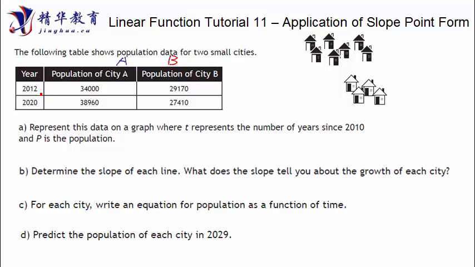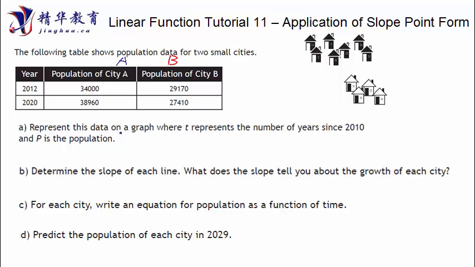In 2012, city A's population is 34,000. And then 8 years later, this city is growing, right? The population is getting more. How much more? You got 4,960 people more. So city A is increasing. And city B in 2012 is 29,000 something. And then 8 years later, it's getting down. Actually, city B's population is decreasing.